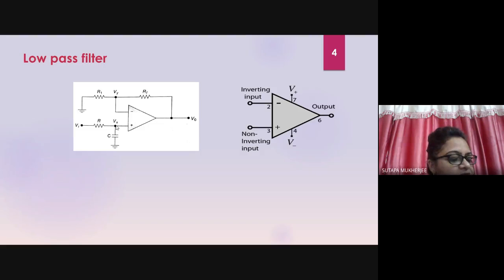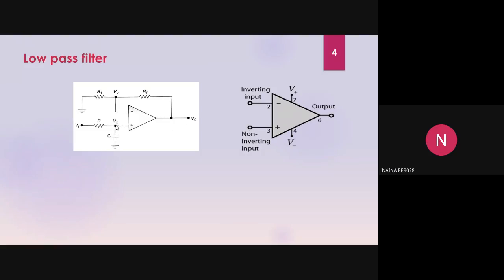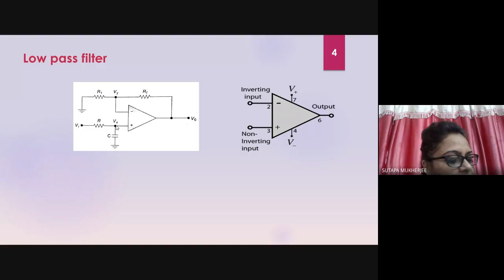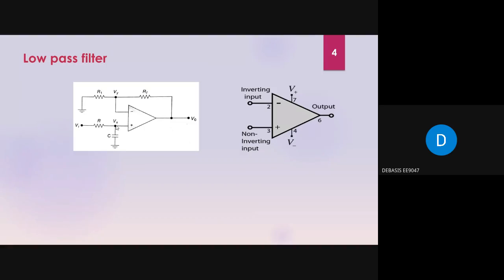So what is Vx? What did we get? Naina, what did you get? What is the answer? Ma'am, Vi by 1 plus 2 RC. What did you do? 1 by J omega R. J omega, ma'am, R.